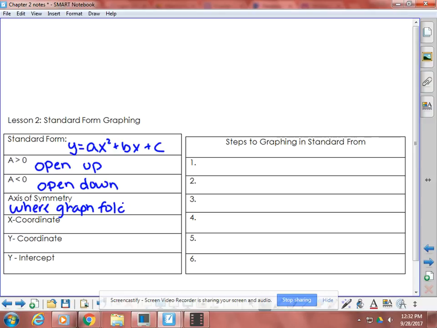And how we're going to find that is the equation negative b divided by 2a. Okay, so that's going to be our x-coordinate of the vertex also. It's going to be x equals negative b over 2a. So when you do negative b over 2a, it's going to answer two different questions. What is the axis of symmetry and what is my x-coordinate? The y-coordinate is going to be to plug x in and solve. And then our y-intercept, where it hits the y-axis, is going to be our c value.